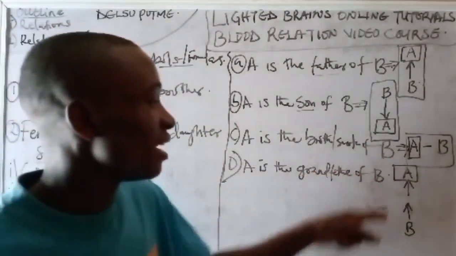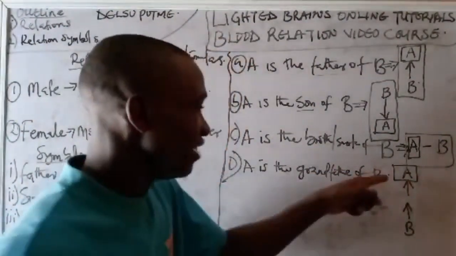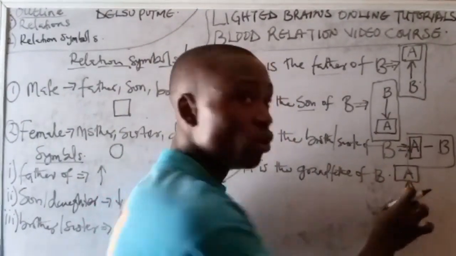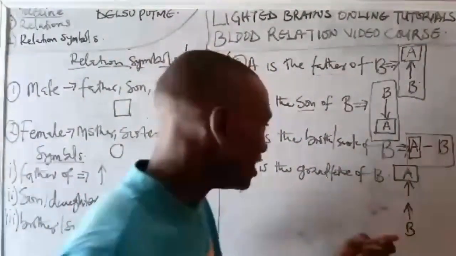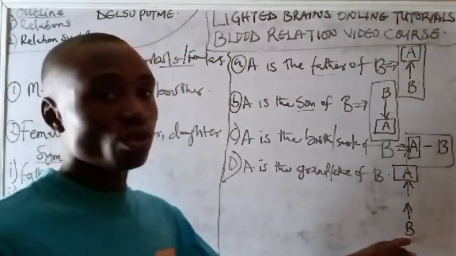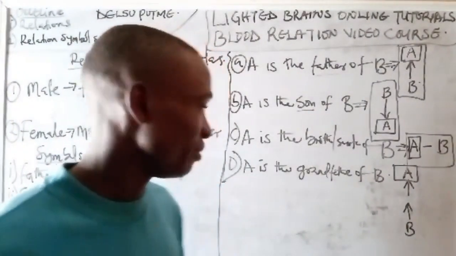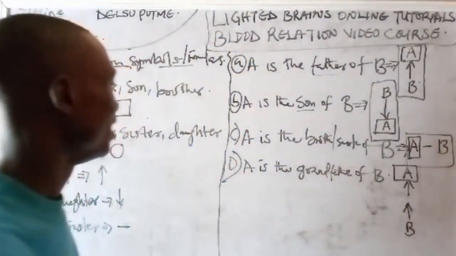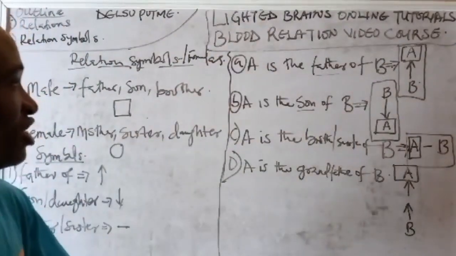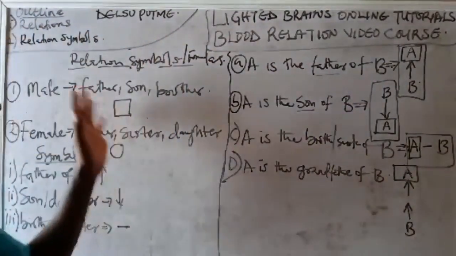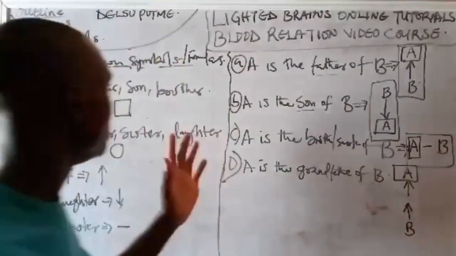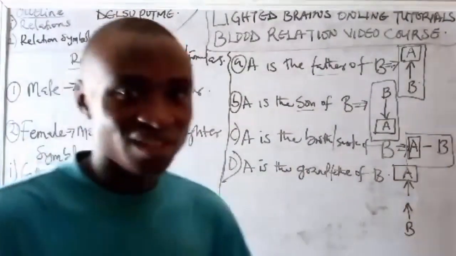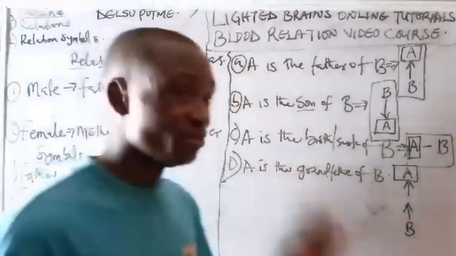A is the grandfather. That means A gave birth to a son or a daughter here. He gave birth to a child here, but we don't know the child, right? And he has a grandson or a granddaughter. We don't know it. Do you understand? Because they say that A is the grandfather of B. Do you get now, guys? So these are the four things that you need to know about the symbols as the relation symbols. I believe it's very, very explicit. If you don't understand, just kindly replay the video.